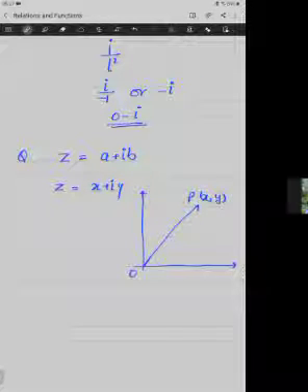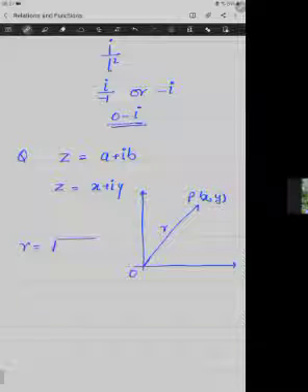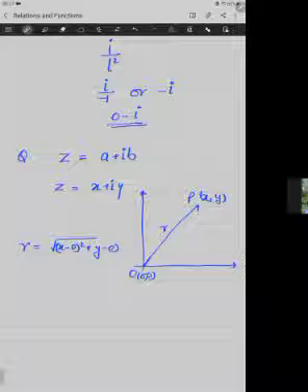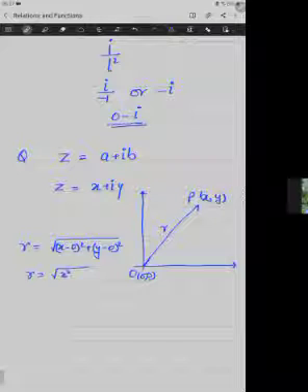Now, if you want to calculate its distance from O, R is equal to under root, origin is 0, 0. So it will be x minus 0 whole square plus y minus 0 whole square. That is R is equal to under root x square plus y square.